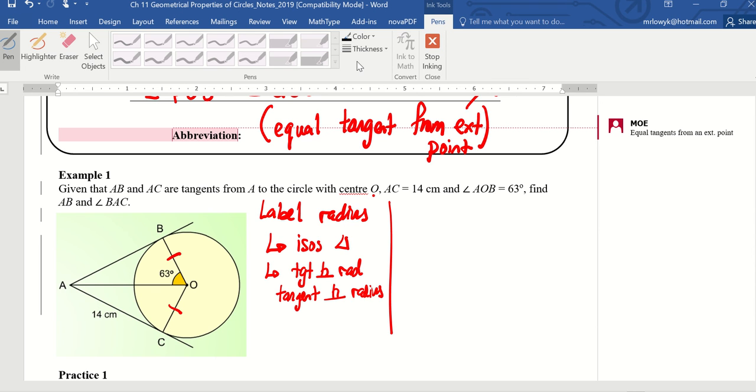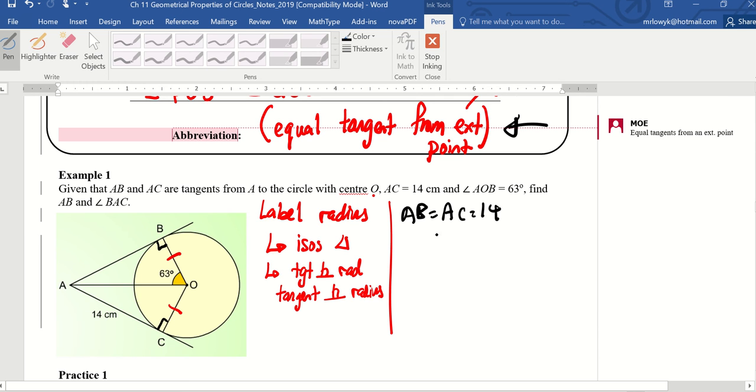How do you know AB is 14? Oh, because it is 14. So then you write AB equals to AC equals to 14. What's the reason? Yeah, so easy, right? Stop trying to invent the... Can, but... Okay, can. Sometimes I also write PT.